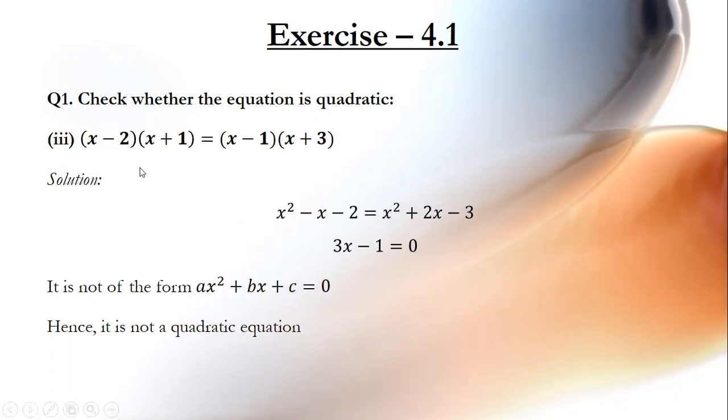So when you are given an equation, directly check whether both the sides are having x square. If that is so, then the x square will get cancelled and it will not remain to be a quadratic equation.